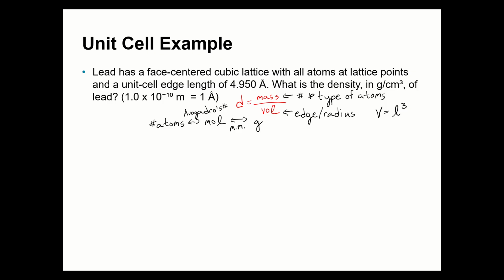So lead has a face-centered cubic lattice with all atoms at lattice points and a unit cell edge length of 4.950 angstroms. What is the density in grams per centimeter cubed of lead? Okay, so if they're asking for the density, that means that we're going to have to figure out both the mass and the volume. Okay, so let's just start out with that mass.